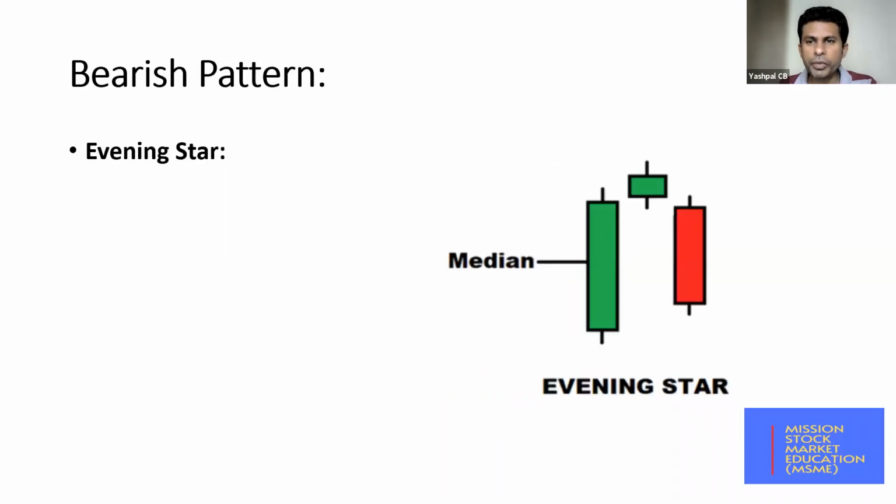So the last type of bearish pattern is called the evening star. This is the reverse of the morning star. Again, it is a 3 candle pattern. First a strong bullish candle, followed by a gap up open, and it may form a neutral candle. Then on the third day it will open gap down, and it will form a strong bearish candle, but this bearish candle should close below the median of the first day candle. This is called the evening star.